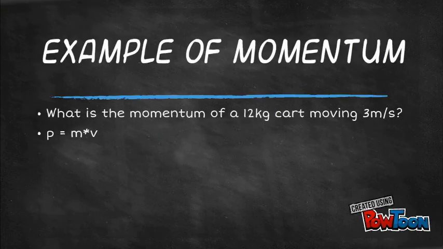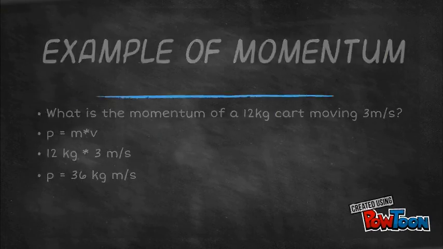Example of momentum. What is the momentum of a 12 kilogram cart moving 3 meters per second? P equals m times v. 12 kilograms times 3 meters per second. P equals 36 kilogram meters per second.